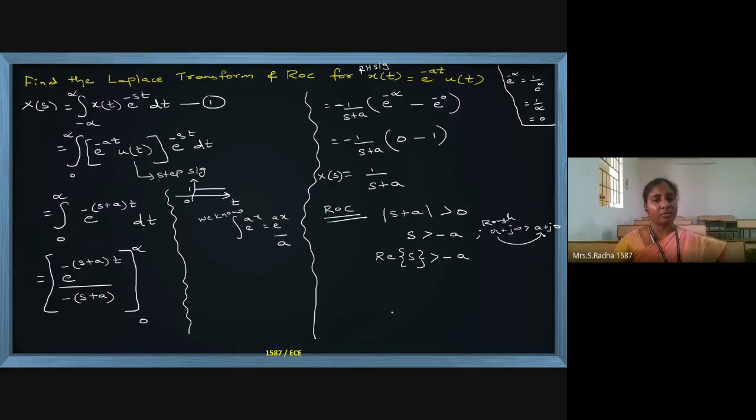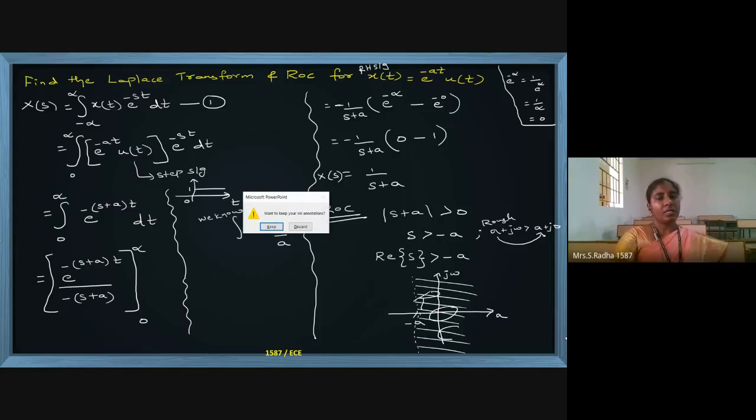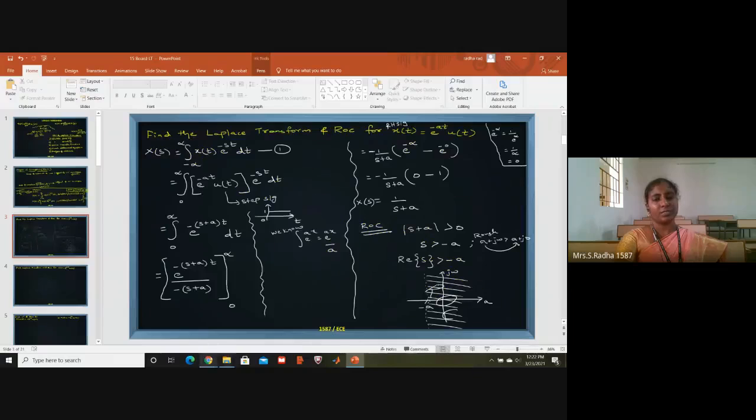If you want to sketch the ROC, draw the x-axis as the real axis and the y-axis as the imaginary axis. Minus a will be on the left side. Real part of s greater than minus a means you draw a dotted line at minus a, and all the region to the right side of minus a is the ROC. You can shade everything to the right of minus a and write ROC. This is the region of convergence for the given signal.